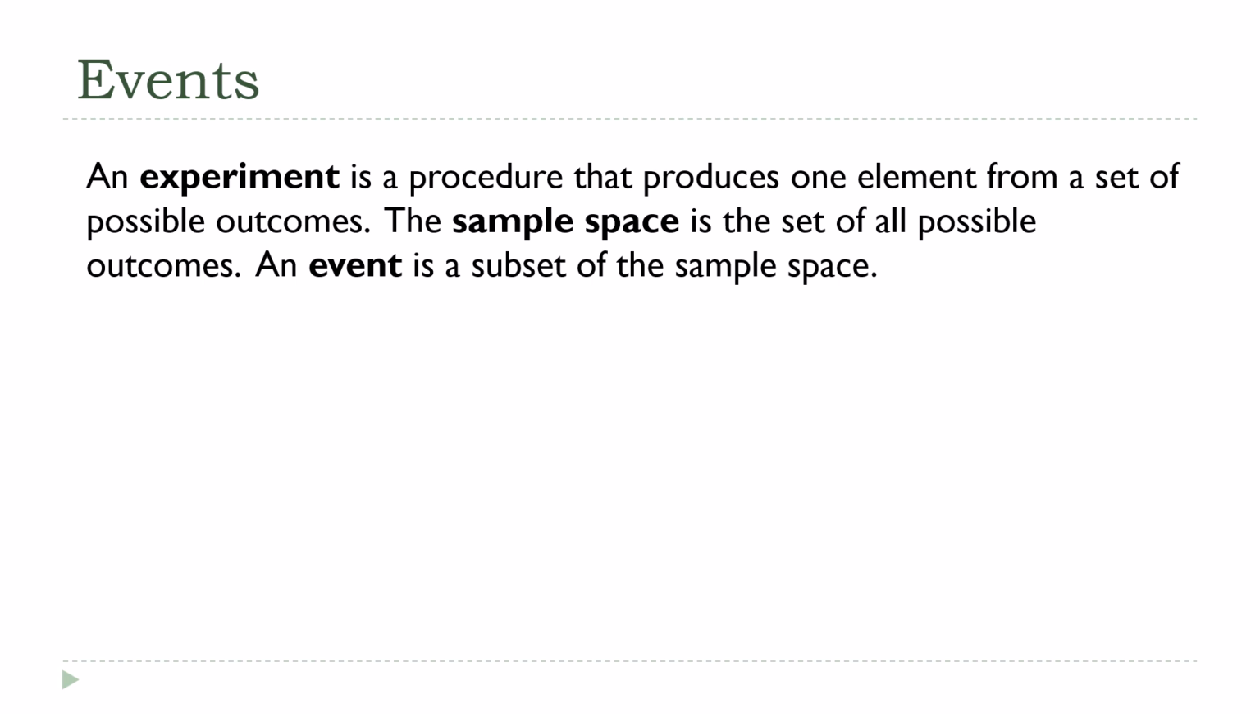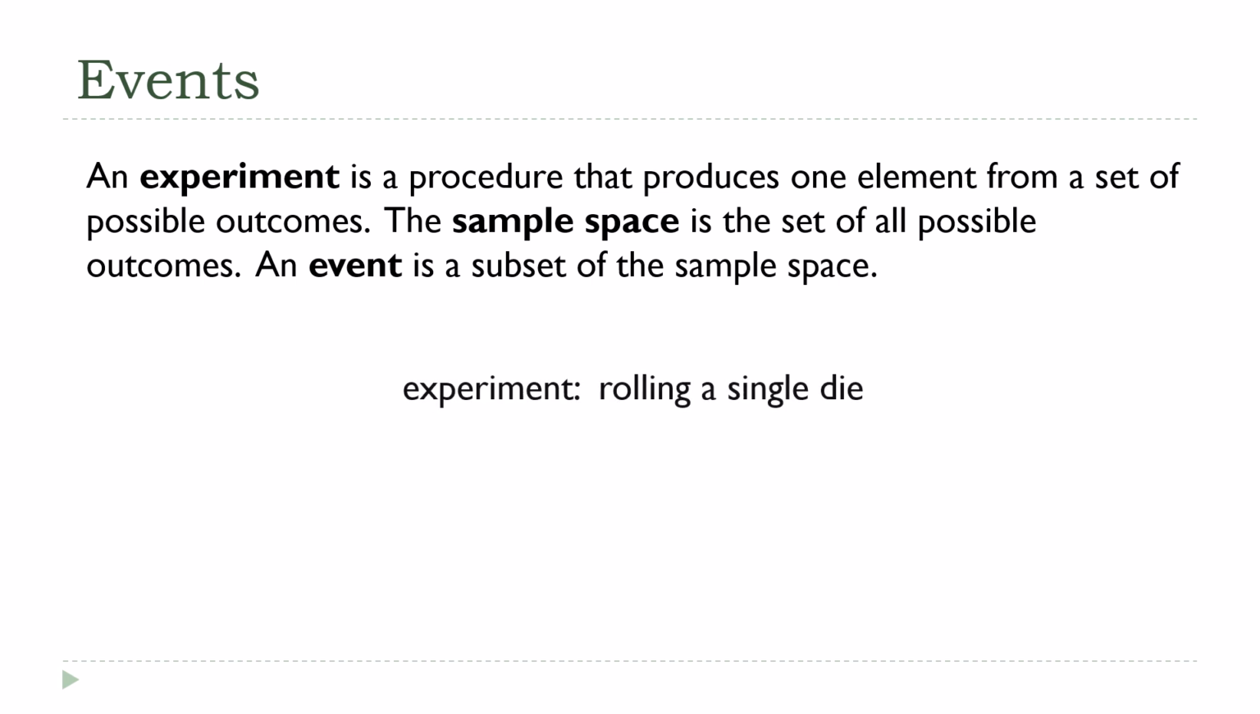So we're going to start our discussion of probability, where math classes often start with some definitions. We're going to define an experiment to be a procedure that produces one element from a set of possible outcomes. The sample space is the set of all of those possible outcomes, and an event is a subset taken from that sample space. Okay, very theoretical sounding. Let's look at an example. I think that'll make some of this clearer.